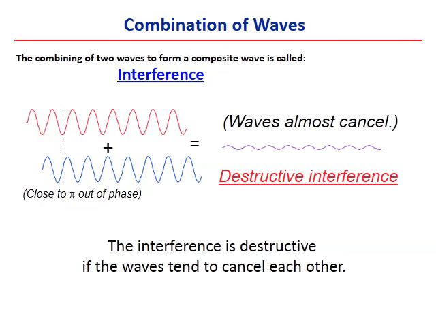Similarly, coming to destructive interference. The combination of two waves to form a composite wave is called interference again. But now if you consider these two waves, they are out of phase by how much? Almost by pi. So in this case they will again interfere to give what? They will almost cancel each other because they are out of phase. So this is also interference, but in this case we call this destructive interference.